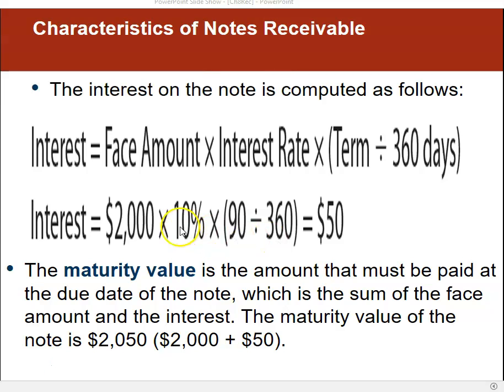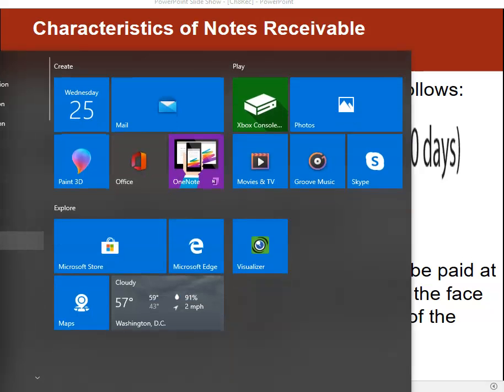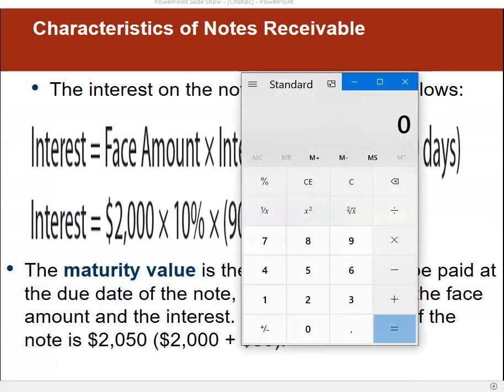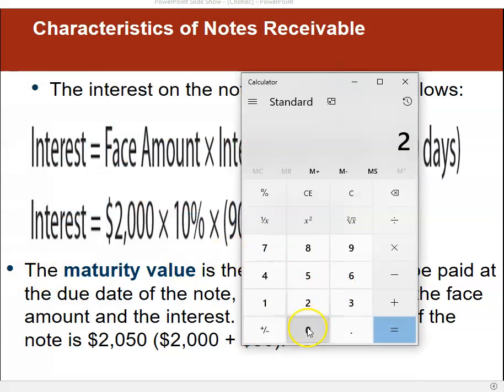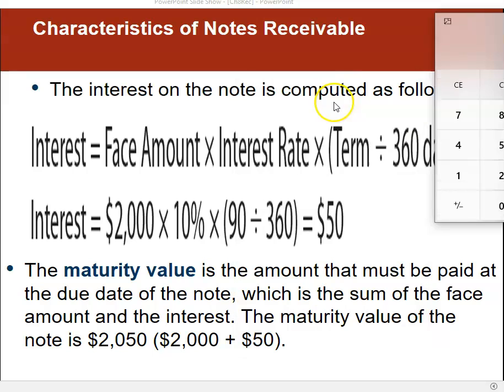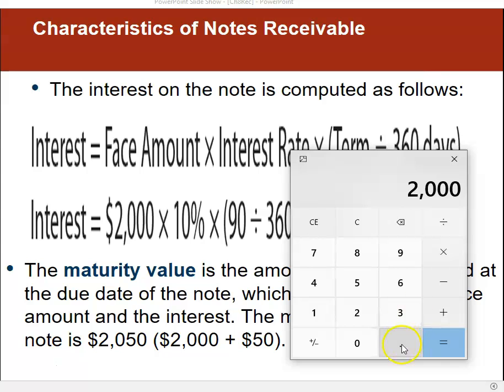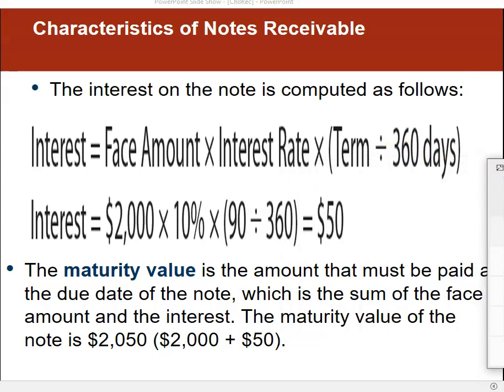And so if we were to take 2,000 and multiply that by 0.1 and then multiply that by 90 divided by 360, we do in fact come up with $50. Well, what is this $50? This is interest, just like it says.